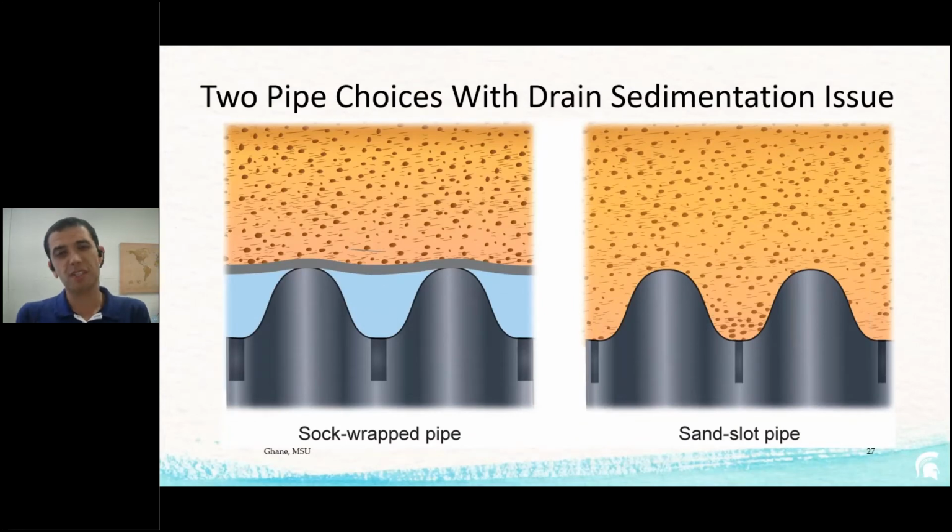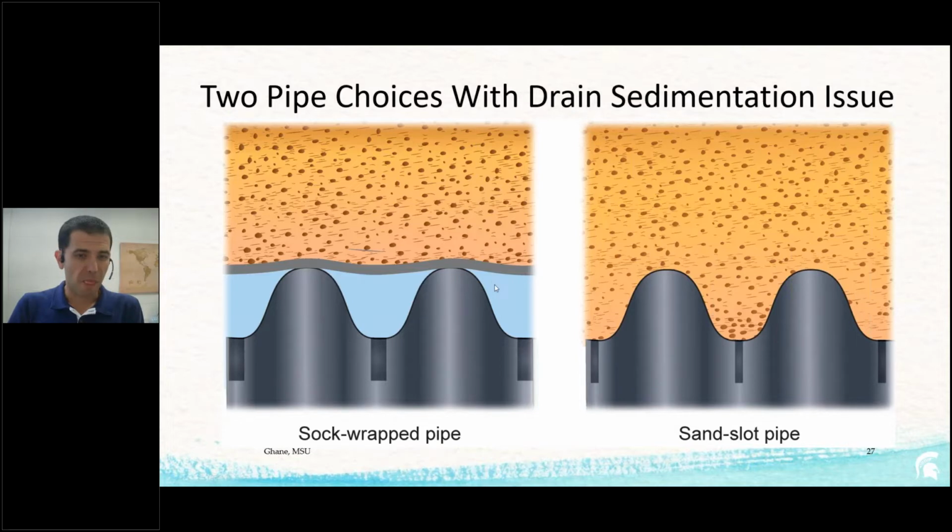So like I mentioned, if you have one of those drain sedimentation issues where the tool can guide you to avoid underperformance, you have 2 options. I explained the sand slot pipe option, which is a narrow one. There's another option, called the sock wrapped pipe, where you have your regular perf pipe, you wrap a sock around it, and then you put it in. Both protect against drain sedimentation.